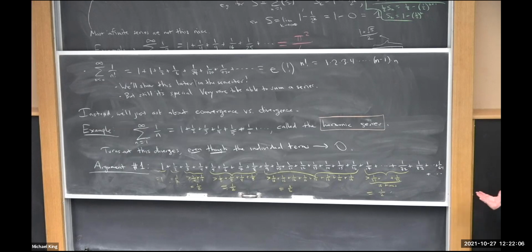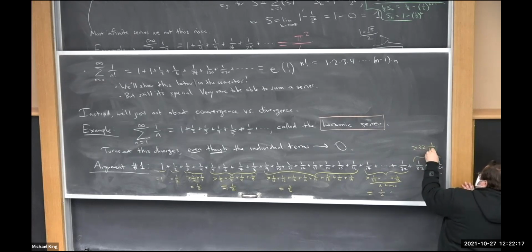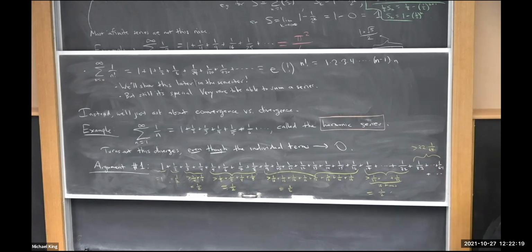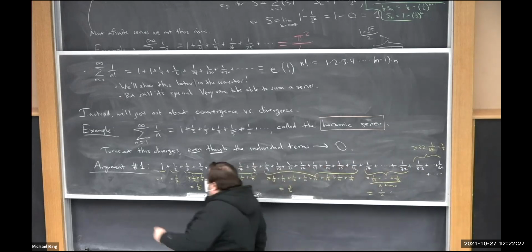And I can always kind of suck up more terms and do this. Like this one right here is greater than 32 terms of 1 over 64. There's 32 terms from 1 over 33 to 1 over 64. And so that's another half. So argument number 1 is called the build by halves argument.